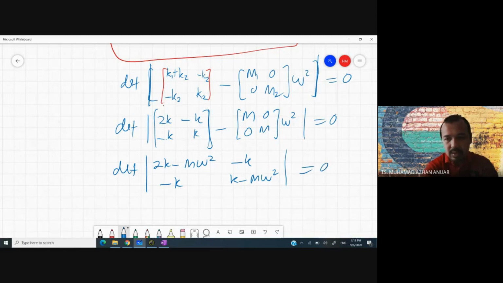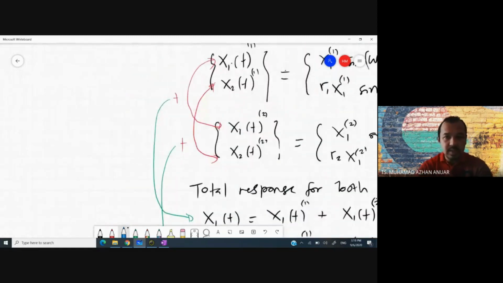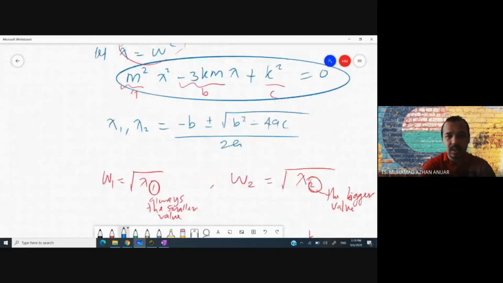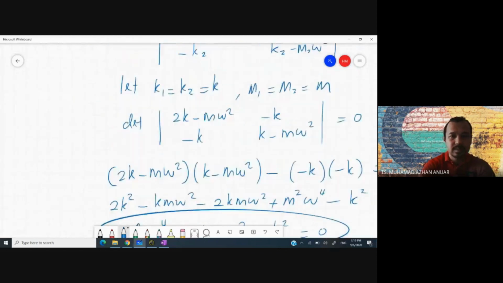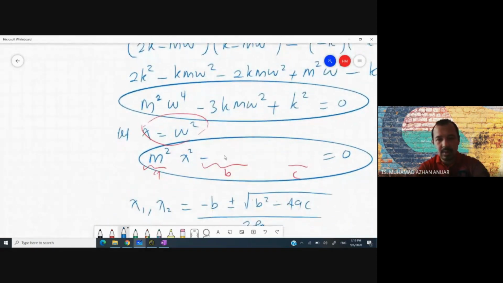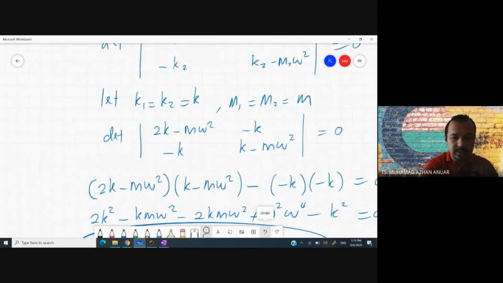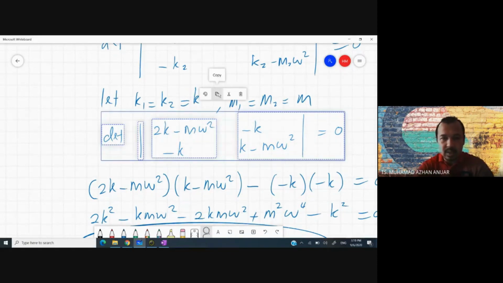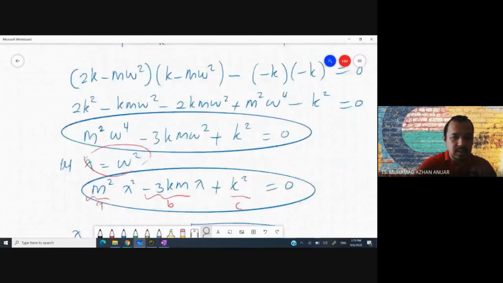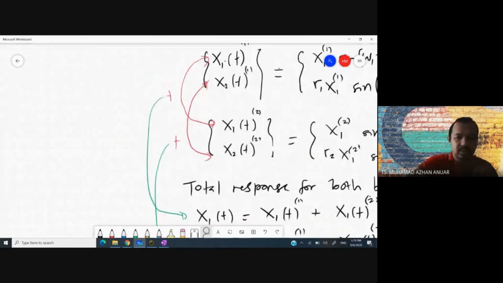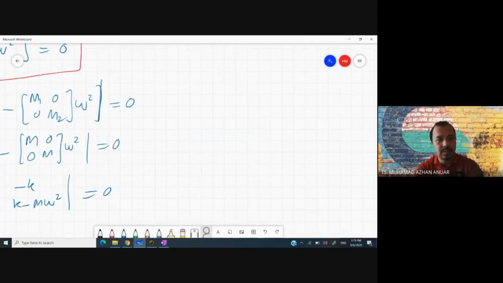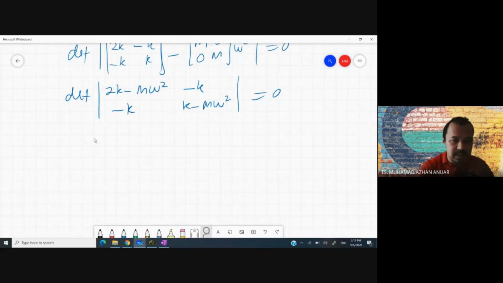So let's copy back this one, the one that we did before. Let's copy this one. I use the same color so it's not a bit confusing. Okay, so let's paste it here.